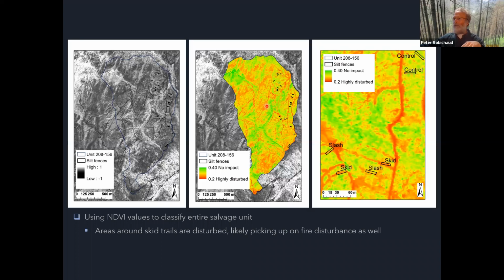Okay? So if I zoom into this area right here, this is where we put those silt fences that I just showed you previously. So here's one that is the skid trail, very orange, right? Here's the control, very green, no extra disturbance. There's the green, no extra disturbance. Here's the skid trail that we put the extra slash on. Well, we can actually see a change in that color because of that slash. So we're able to pick that up with the satellite imagery. So now we can start to figure out the erosion potential from the salvage unit or that whole area.